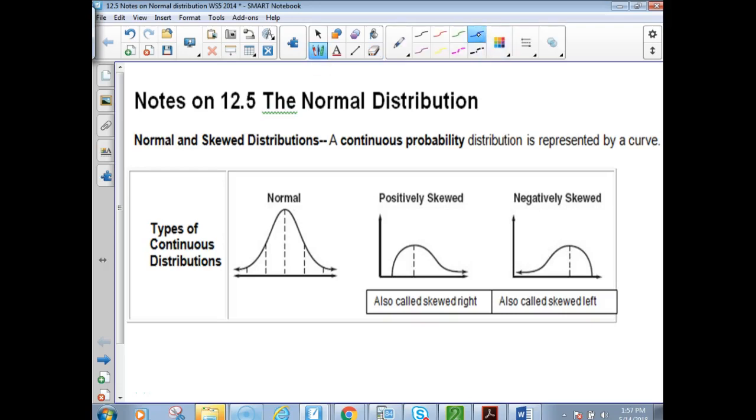All right, the normal distribution, you may have heard of it before. You may have heard of a bell curve before. If not, I'll tell you what it looks like. Normal and skewed distributions are what we're talking about right now.